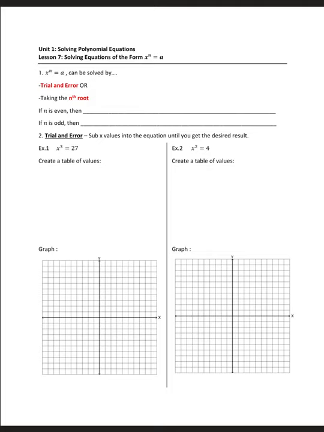Good morning, everyone. Today we are covering Unit 1, Lesson 7, solving equations of the form x to the power of n equals a. So x to the power of n equals a can be solved a couple ways. We can use trial and error, or we could take the nth root. All right, so these are the ways we're going to look at today for solving these equations.